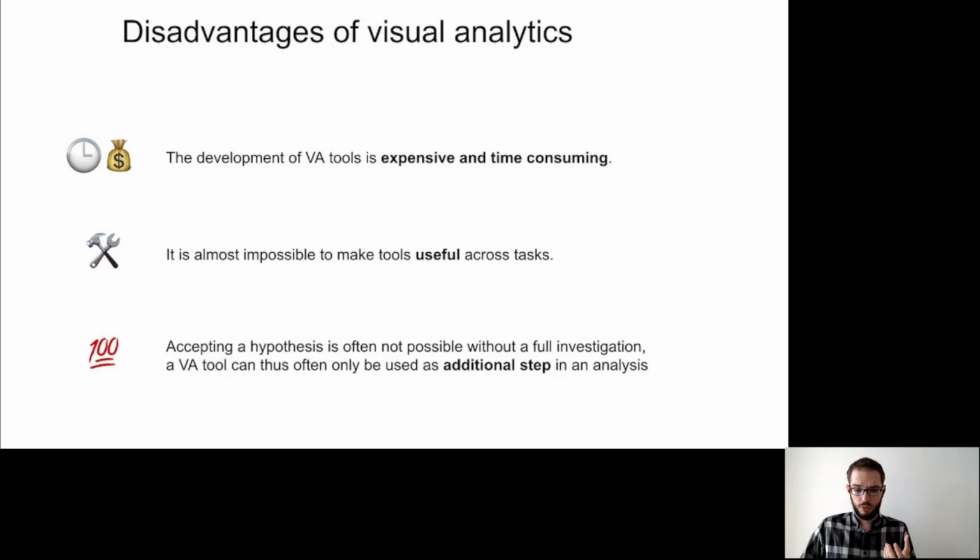Finally, and here is a methodological limitation of visual analytics, is that accepting hypothesis is often not possible without the extra steps of a structural or behavioral analysis. A VA tool can often only be used as an additional intermediary step that will help you find your final hypothesis. But as I showed earlier, while you can reject hypotheses, you can't actually accept hypotheses, because for that you will have to run something across an entire corpus.